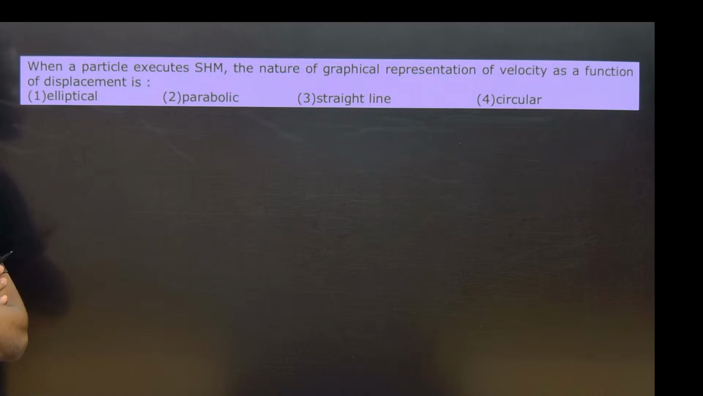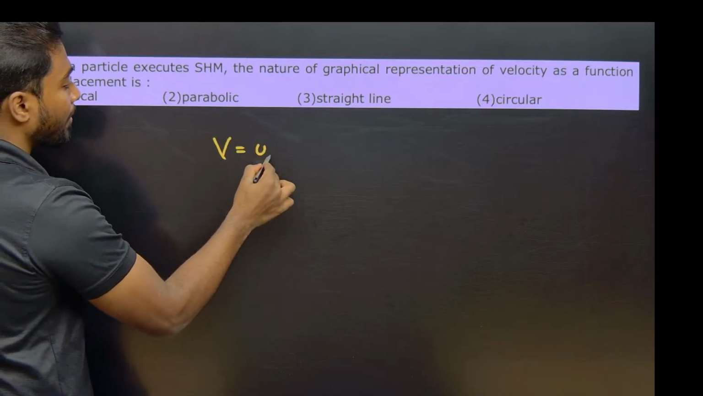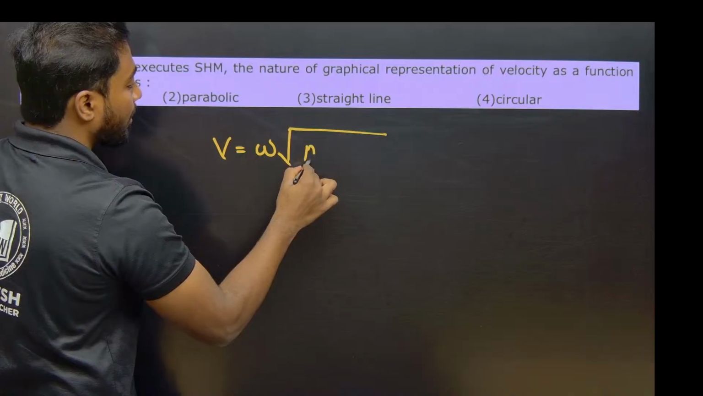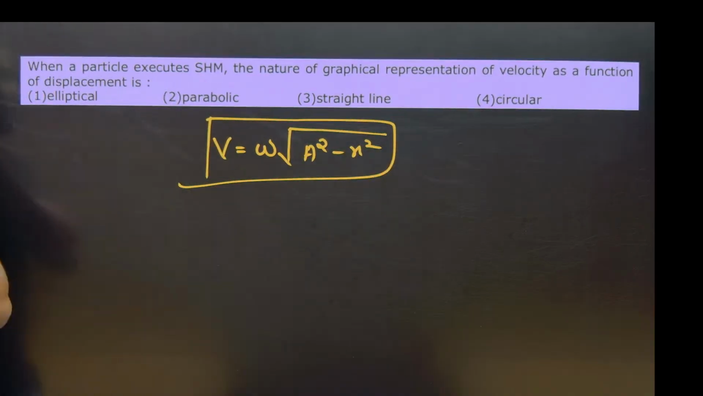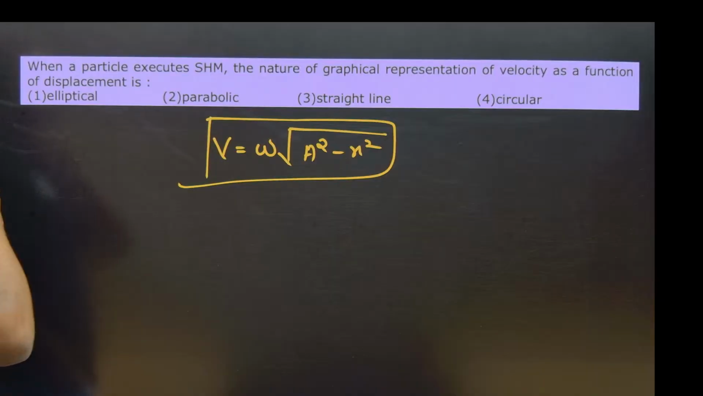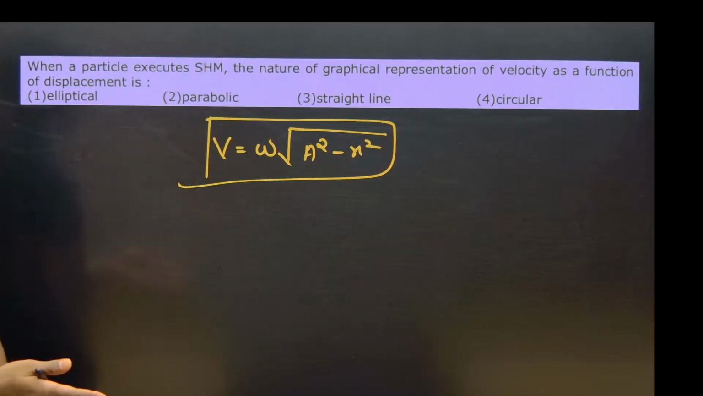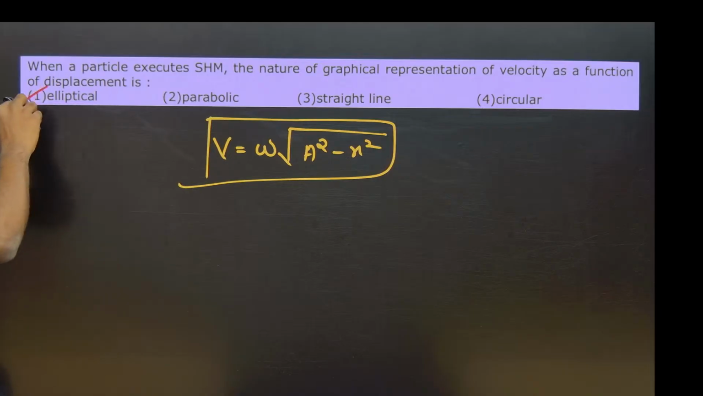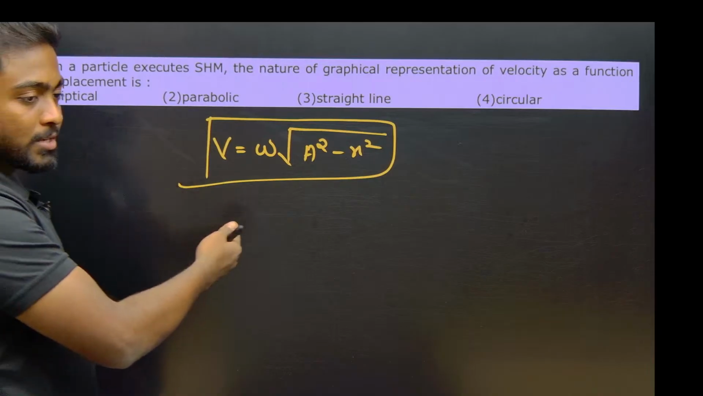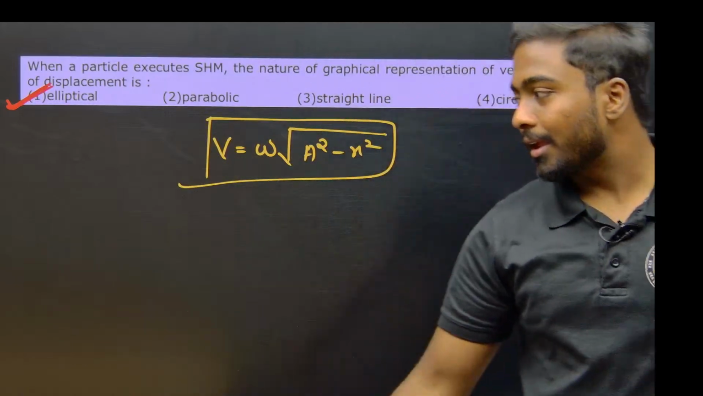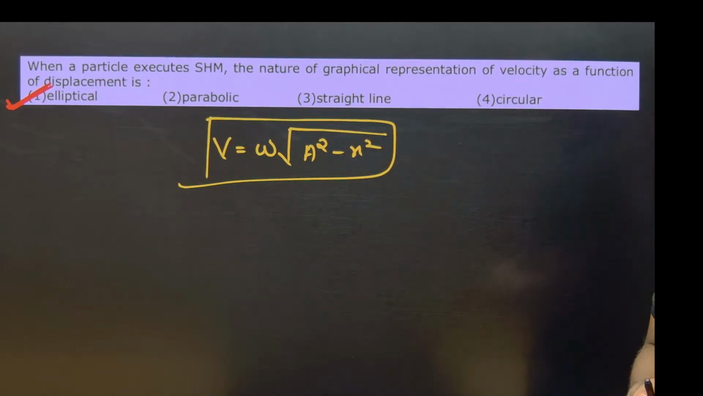By using the formula, velocity as a function of displacement, v equals omega into root over a square minus x square. If we see this equation, which option will be correct: parabolic, elliptical, straight line or circular? Obviously elliptical is the answer. By using the equation only we can say, under root of a square minus x square.